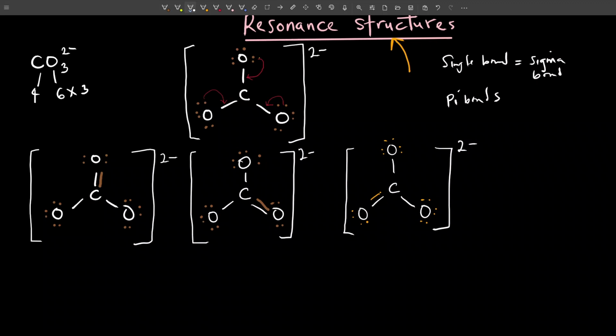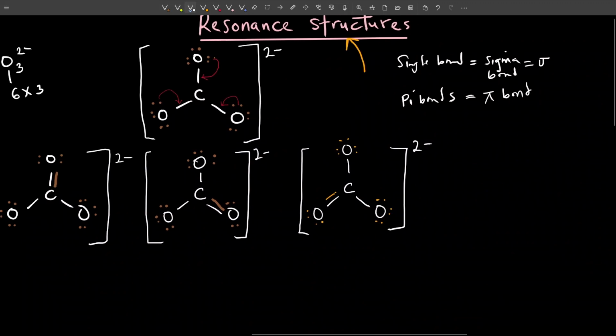Okay, this is the symbol for sigma bond, and the symbol for pi bond is this. So when I write this, I mean pi bond, and when you see this, I mean what? Sigma bond. So when you see a double bond, one of them is sigma and one of them is pi. Okay, now there's something interesting about sigma and pi bonds.